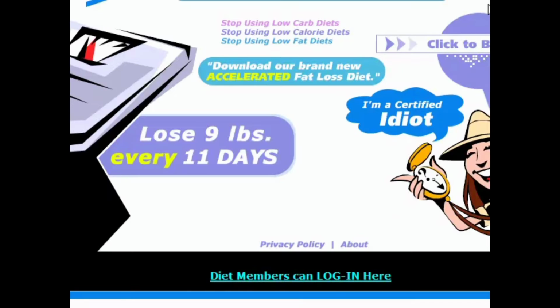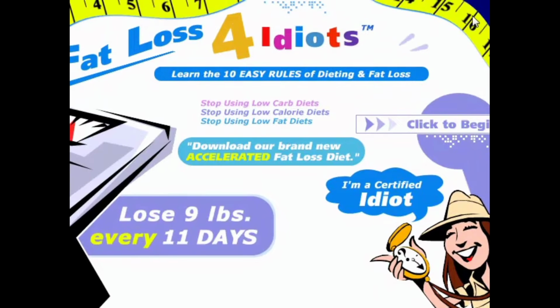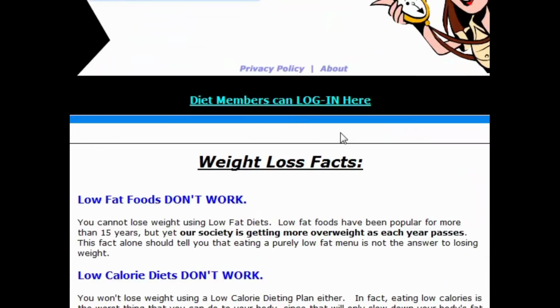The next thing I like to do is check out the sales page. So we see fat loss for idiots. Very good graphics here. Basically they're playing off of this whole kind of for dummies books. So people are making that a most emotional and mental association. They also see this person, hey, I'm a certified idiot, but yet I lost 9 pounds every 11 days. And right here above the fold, they have a click to begin. Learn the 10 easy rules. So that looks pretty good.